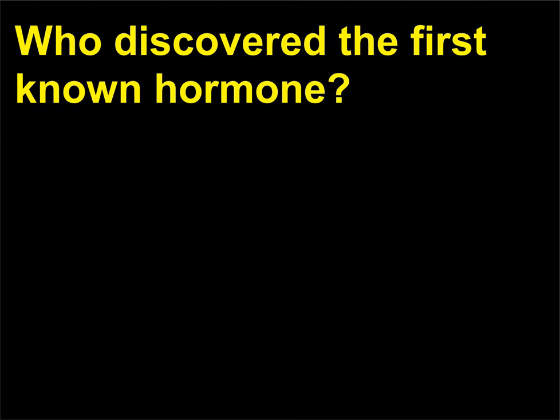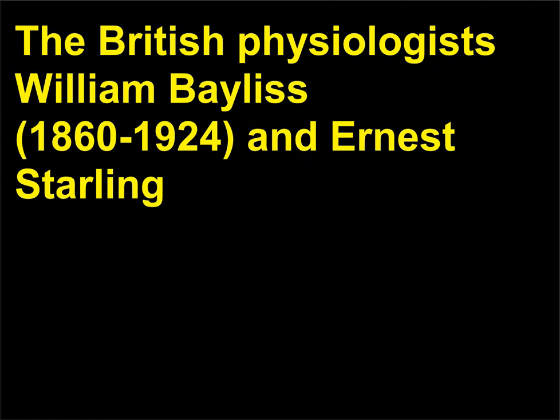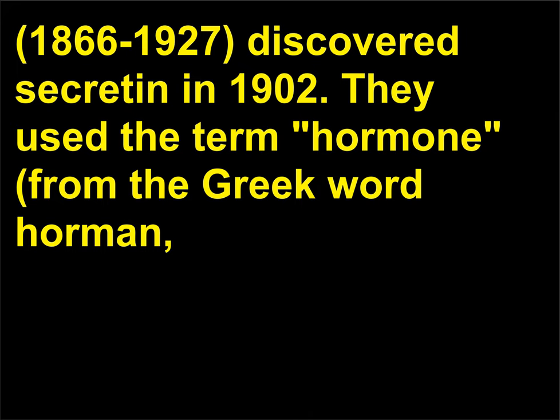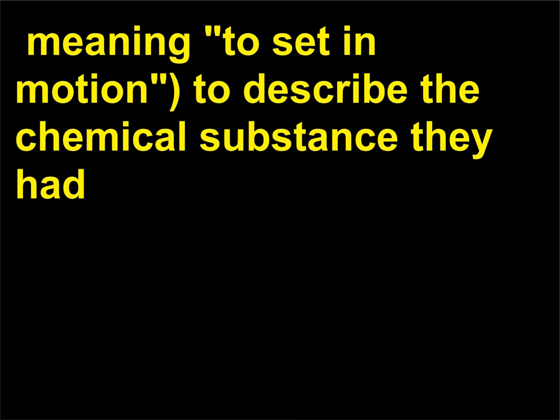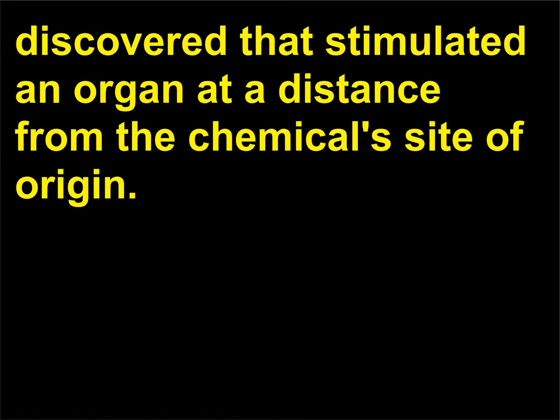Who discovered the first known hormone? The British physiologists William Bayliss, 1860-1924, and Ernest Starling, 1866-1927, discovered secretin in 1902. They used the term hormone, from the Greek word hormon, meaning to set in motion, to describe the chemical substance they had discovered that stimulated an organ at a distance from the chemical site of origin.